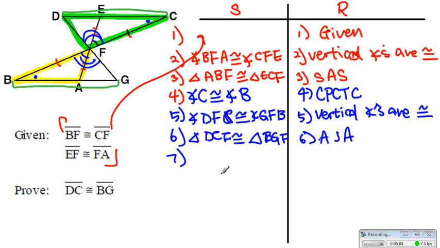Number 7. Then we can say the line segment DC must be congruent to line segment BG. Of course, the reasoning will be CPCTC. All right, let us move on to the next question.